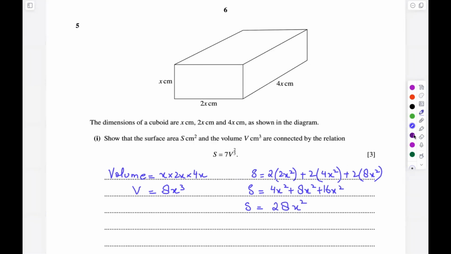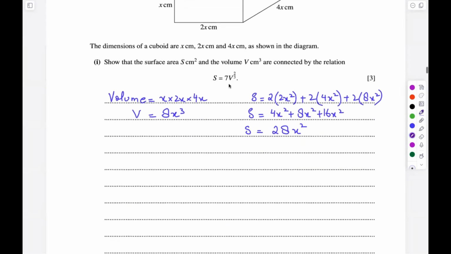Now, as we have to prove that the surface area is 7 times V to the power 2 upon 3, we know that the volume is 8x cubed. First, we can find the cube root of this whole thing, as this 3 in the denominator shows a cube root. So first finding the cube root of 8x cubed.